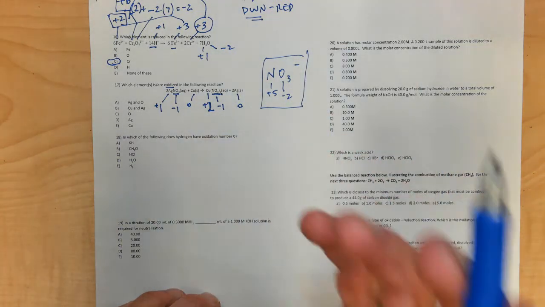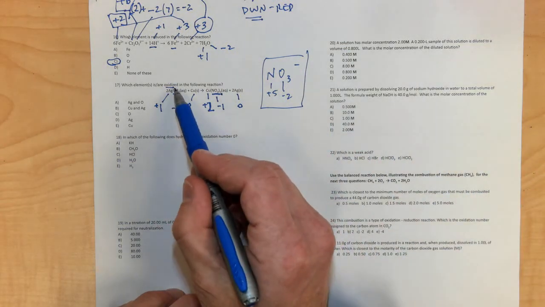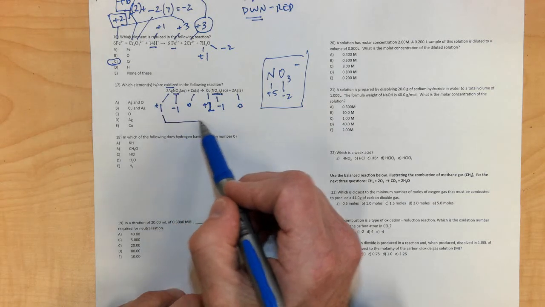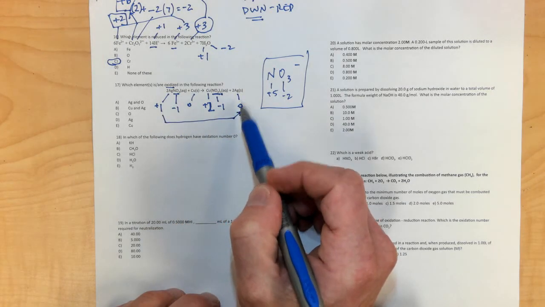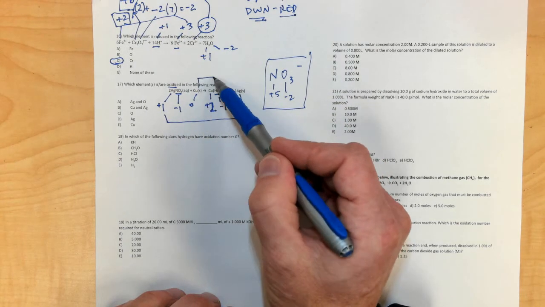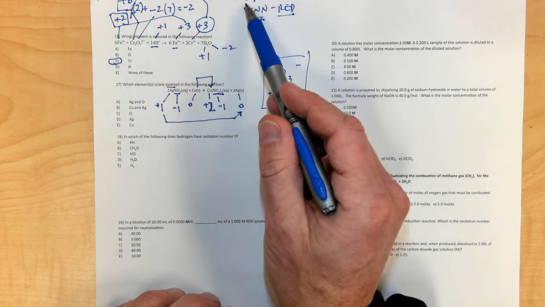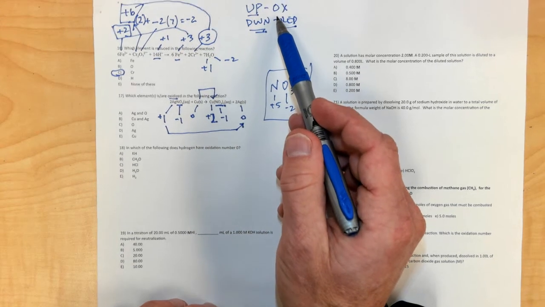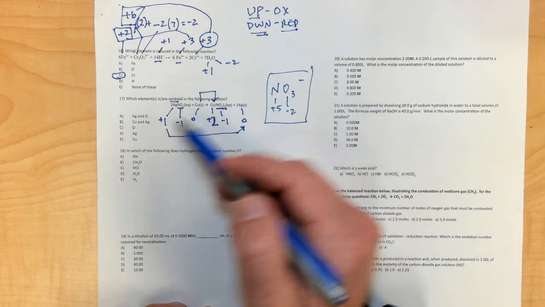Anyway, the reason that I didn't have to break it up is because I can tell what's oxidized by doing that. Silver goes from +1 to 0, and so it goes down in charge and it's reduced. Copper goes from 0 to +2. It goes up in charge, and therefore it's oxidized. And so my oxidized species is my copper.